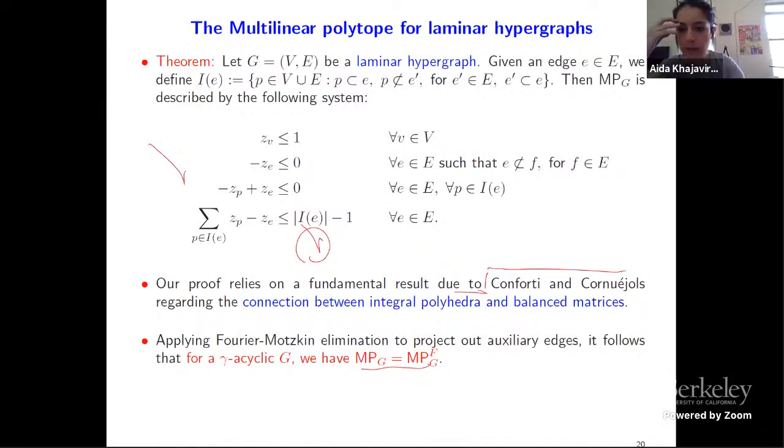So this is the way we prove it. We first use decomposition and get these laminar hypergraphs. They are very particular. You can characterize their convex hulls directly using this nice result about balanced matrices. At the end, you project out the auxiliary variables that you introduced, and we get the statement we needed. So are there any questions about this?